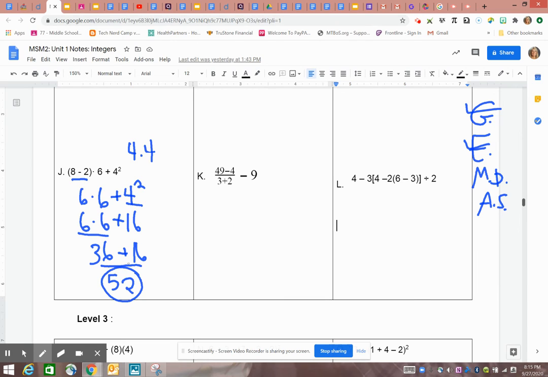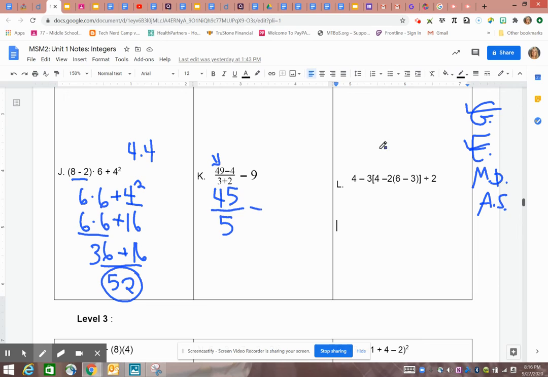Let's take a look at letter K. Letter K, notice that fraction in there. And before we can divide that fraction, we need to figure out the numerator, what's on top, and the denominator, what's on bottom. So I'm just going to rewrite my fraction bar, and I'm going to start in the top. Okay, so remember in PEMDAS, it's parentheses, brackets, square root. Also, these complex fraction bars fit into this big G, so that's why I'm starting there. On the top, 49 minus 4 is 45. In the denominator, I have 3 plus 2, which is 5.